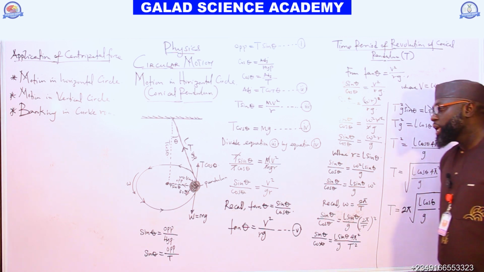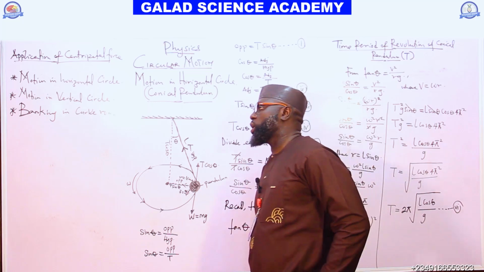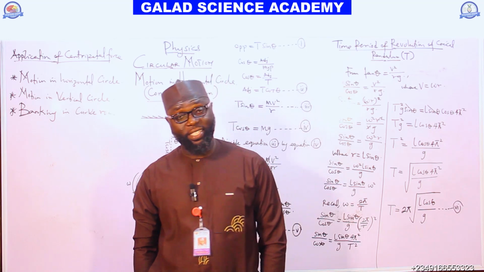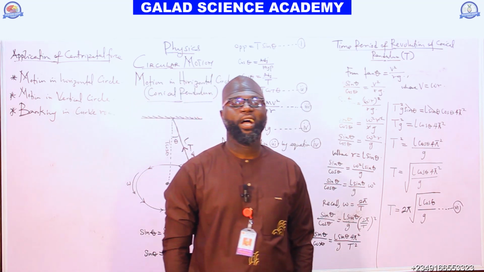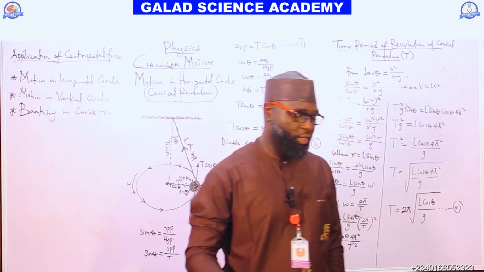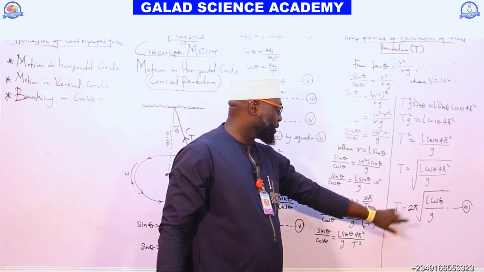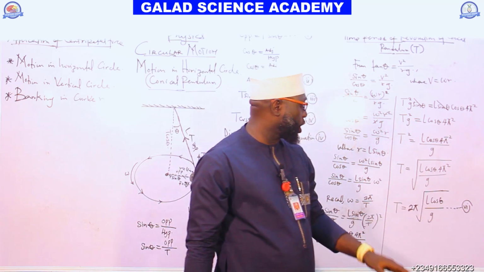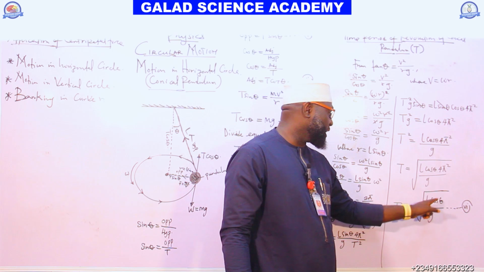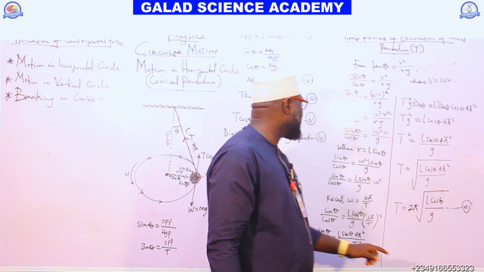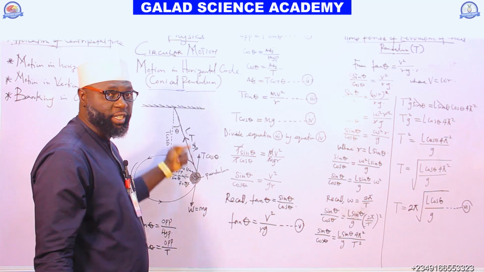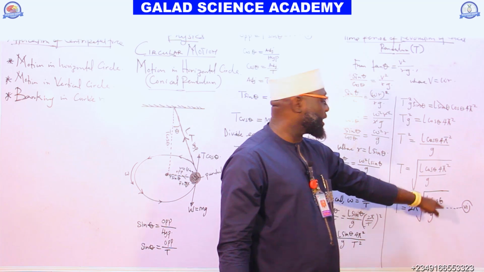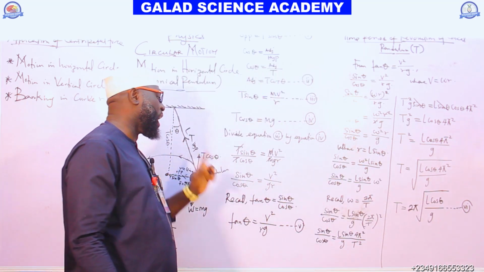So the next thing now is we will now move into vertical circular motion. So you derive that the period of revolution for conical pendulum is 2 pi square root of L cos theta over g. The L we have here is the length of the string. That is the L. And the g is acceleration due to gravity. Theta is the angular difference you have here.